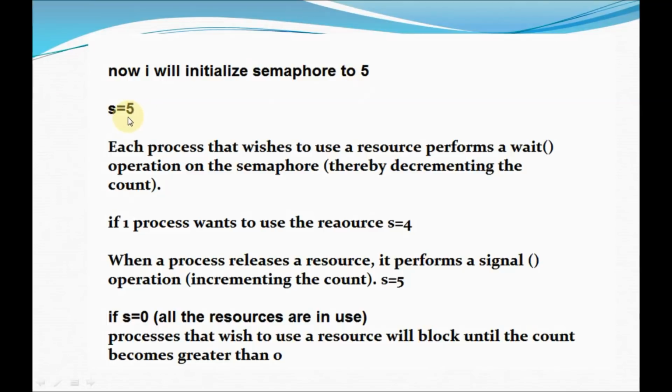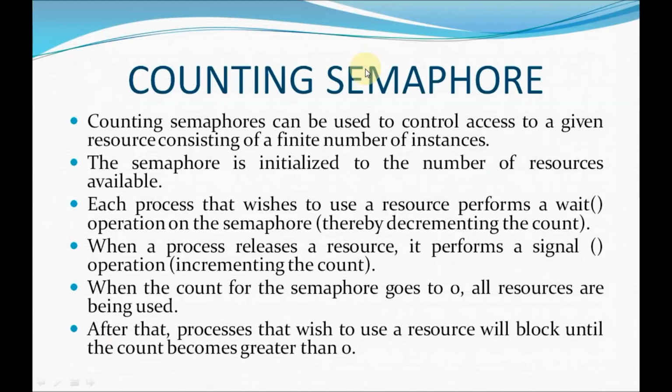Assume that I have 5 printers. I need to allocate those 5 printers to different processes that request them. So how many resources do I have? 5 resources. This is the first step. Now, when a process wants to use a resource, that means when a process requests the resource, what will I do? I will use a wait operation.